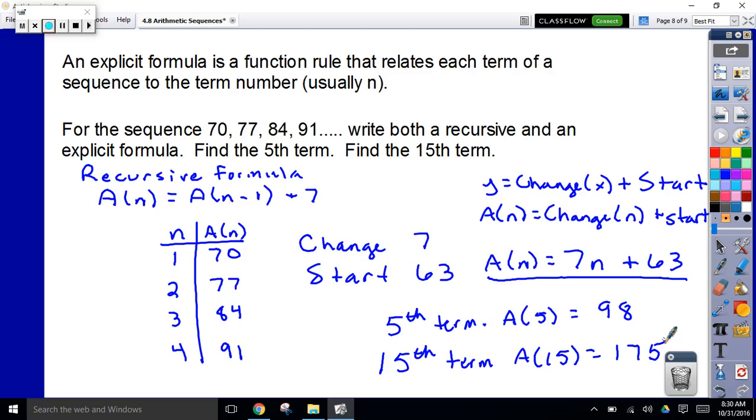I think. Let me check here. 7 times 15 is 70 plus 35... no, I have, should be 168, yeah.